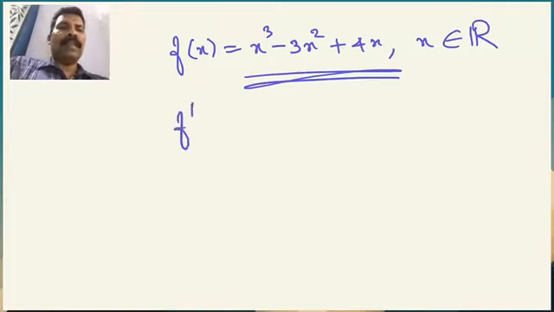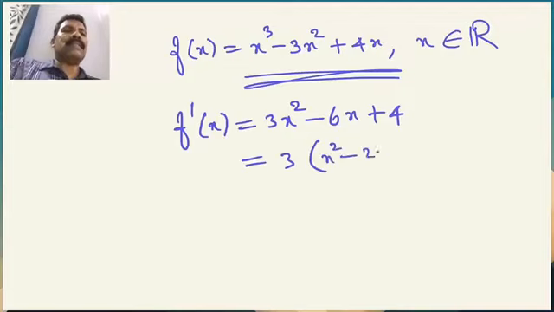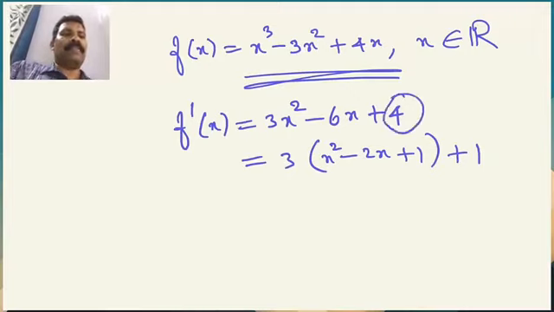You simply go for f'(x), that is the derivative, that is 3x^2 minus 6x plus 4, as you can see. And here this could be written as 3 into (x^2 minus 2x plus 1), then again a plus 1 we can write, because we have to adjust the 4 there.